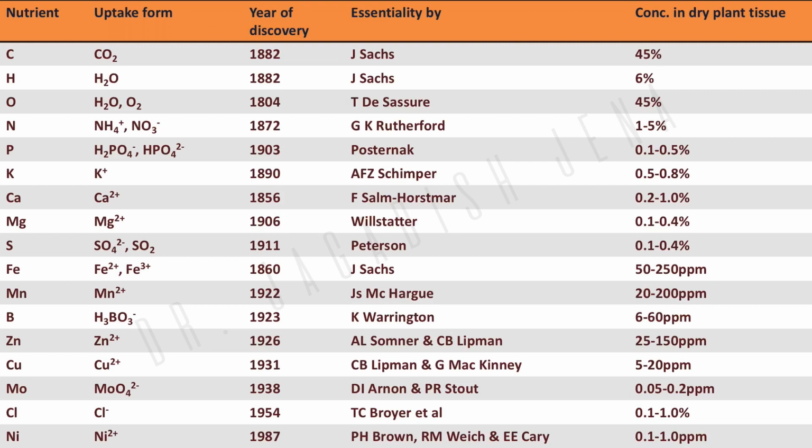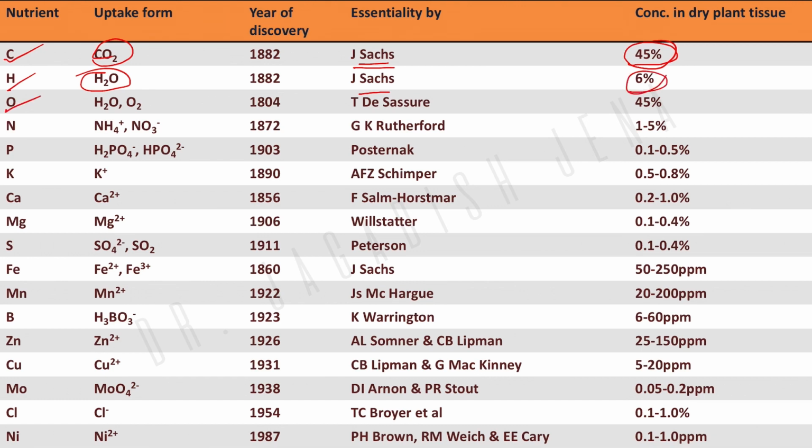So carbon is basically taken up in the form of carbon dioxide from the atmosphere. The essentiality of carbon was proposed by J. Sack, and its concentration is highest in the plant system, that is 45%. Then hydrogen is taken up in the form of water, H2O, and from hydrolysis of water in the Z scheme, which you will study in the next lecture. From the Z scheme, due to hydrolysis, H2O breaks into H plus and OH minus, so that H is used in the plant, and its essentiality was also proposed by J. Sack, and its concentration in the plant system is 6%.